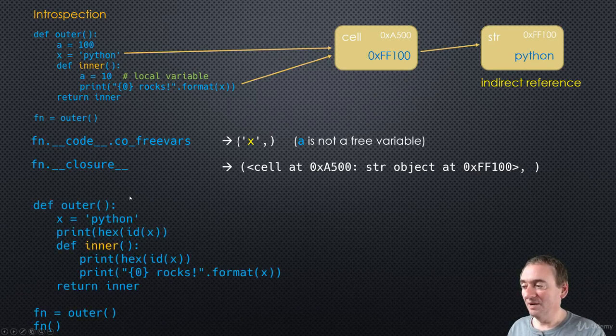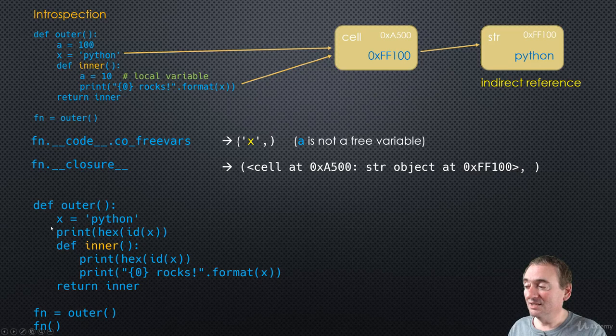Now, the one thing I was telling you about this double hop is that one of the reasons why you don't really have to think about that double hop all the time is because Python takes care of that for you, right? So when we're in here, when we print x, Python knows that x is in this cell at A500, but I need to go and look up the value at FF100. And so it does that automatically. We don't have to think about it, and so we get Python rocks, right?